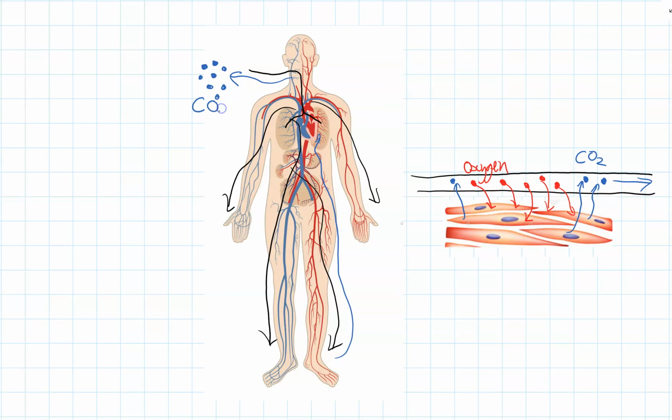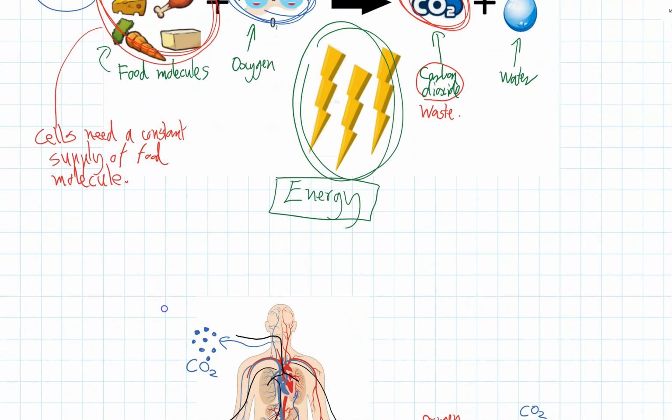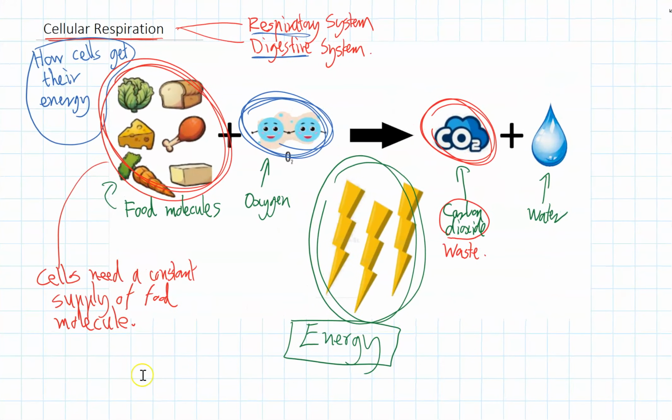Our blue molecules are representing carbon dioxide. You can see that lots of systems are working together to help our cells survive. Cellular respiration needs to be happening all the time. The digestive system gives our cells food, and the respiratory system gives our cells the oxygen that we need, and then removes the carbon dioxide waste.